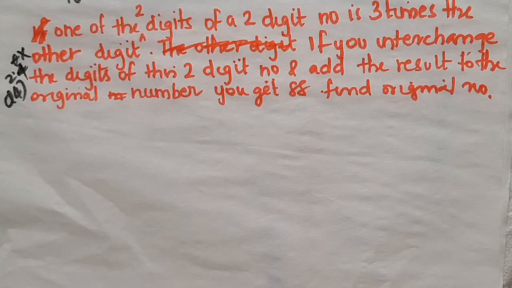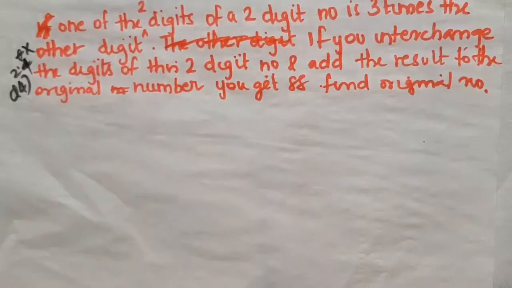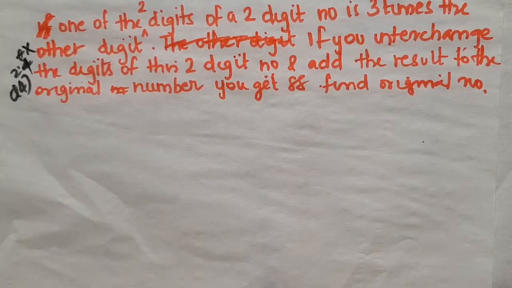If you interchange the digits of this two-digit number and add the result to the original number, you get 88. So find the original number. Let's read the question again. It said one of the two digits of a two-digit number is 3 times the other digit. If you interchange the digits of this two-digit number and add the result to the original number, you get 88. Find the original number. So let's take an example to understand it.